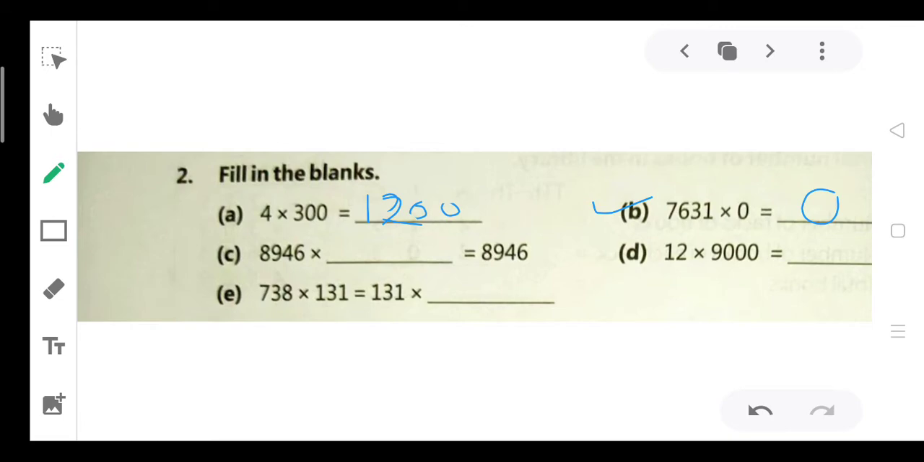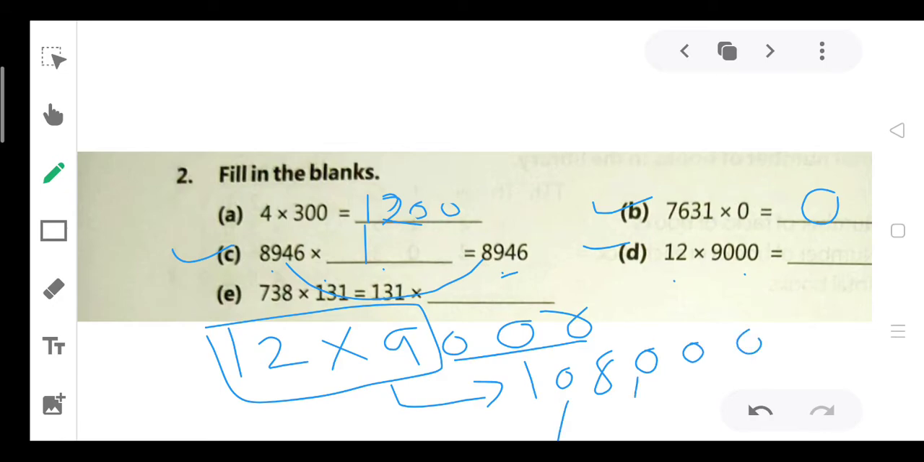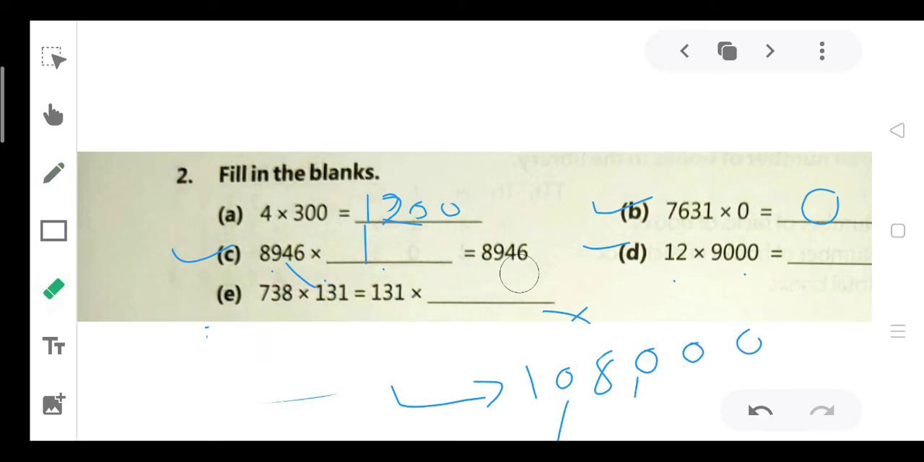Now next C part is 8946 multiplied by which number, so that the product will be the same number. It means it is multiplied by 1, because when we multiply any number by 1, the product remains the number itself. So here the right option is 1. 12 multiplied by 9000. Firstly multiply non-zero digits. 12 9s are 108, and then write these 3 zeros at the back. Your answer is 1,08,000. So you can write your answer here.